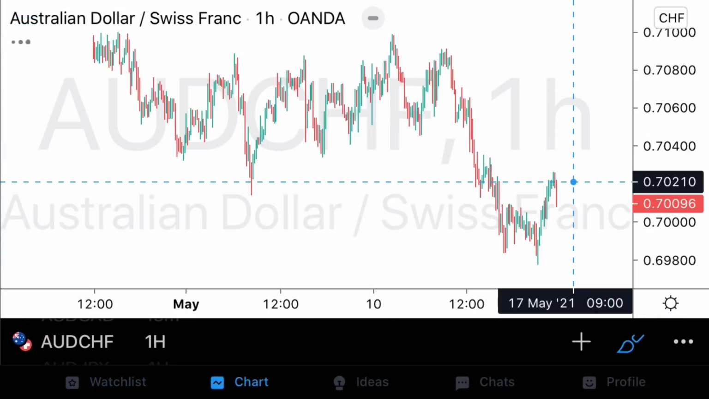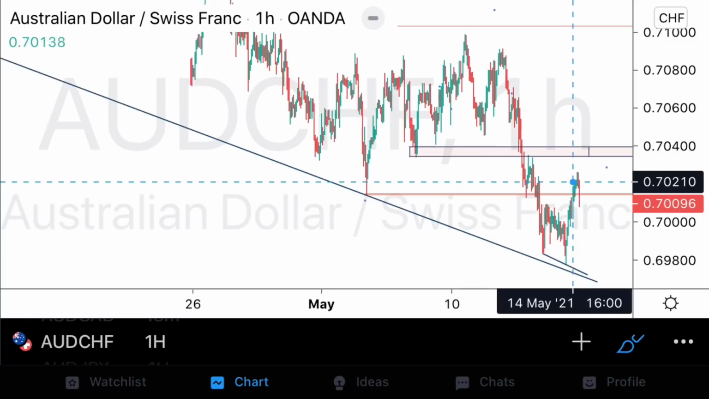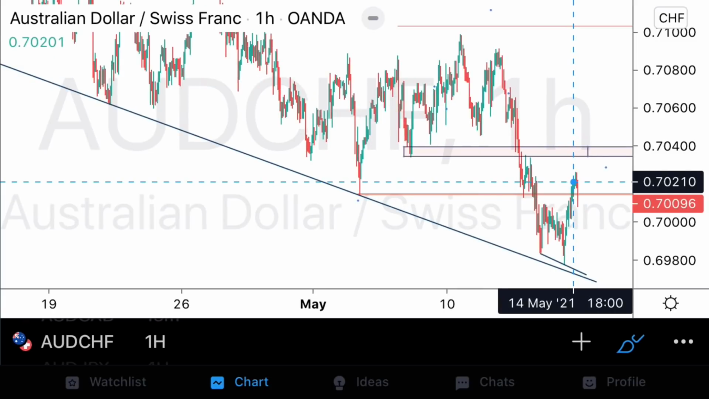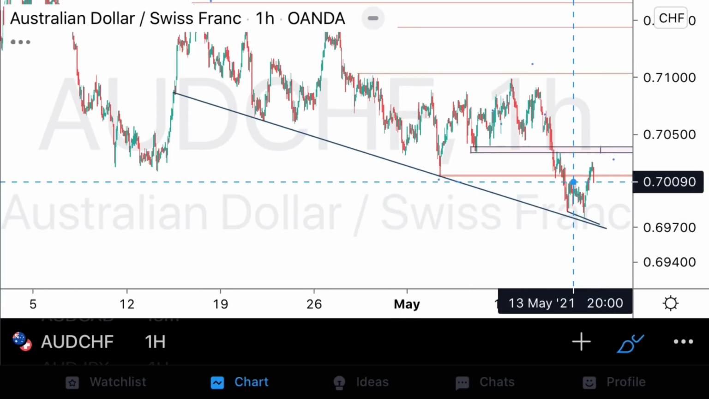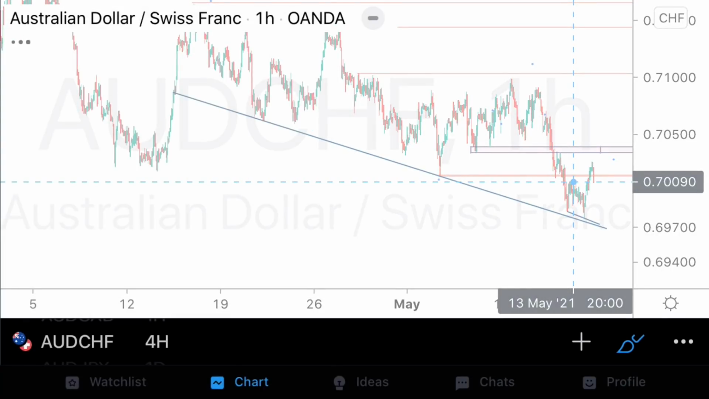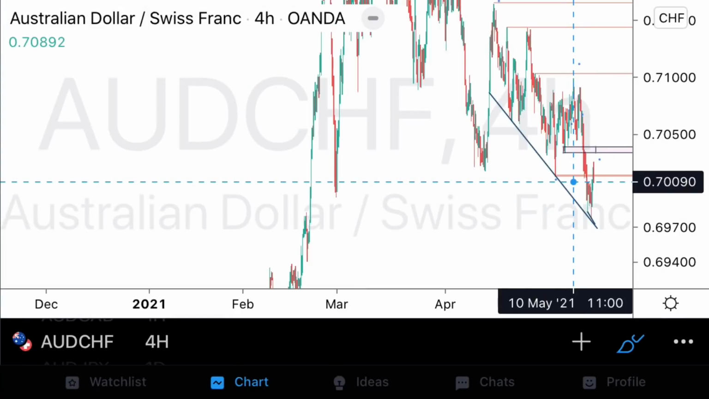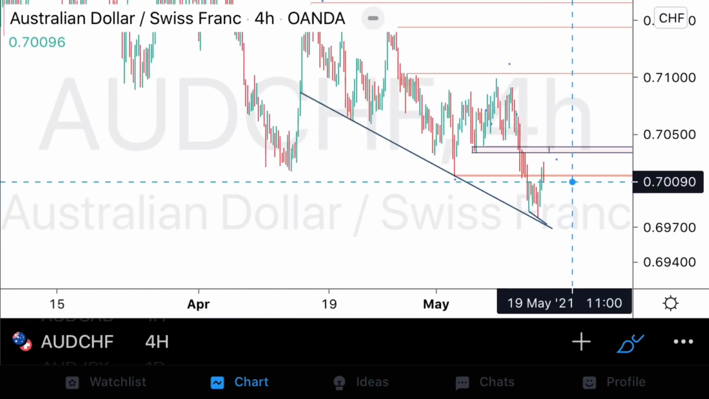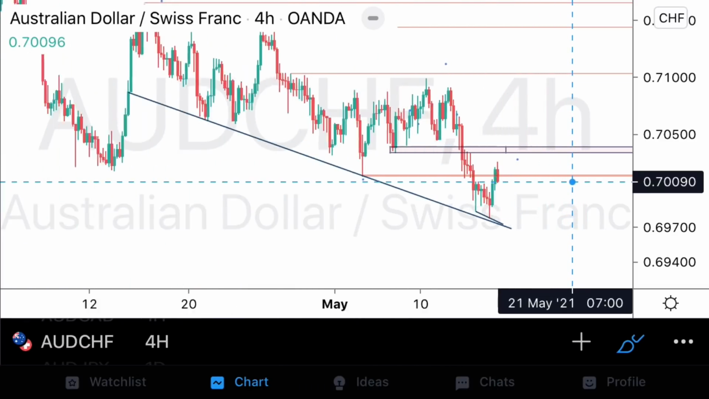Let's go on to the next pair, Aussie Swiss franc, guys. So on Aussie Swiss franc, what I am doing here is giving myself the opportunity to trade both AUD strength and AUD weakness, just by trading two different AUD based pairs in different directions.